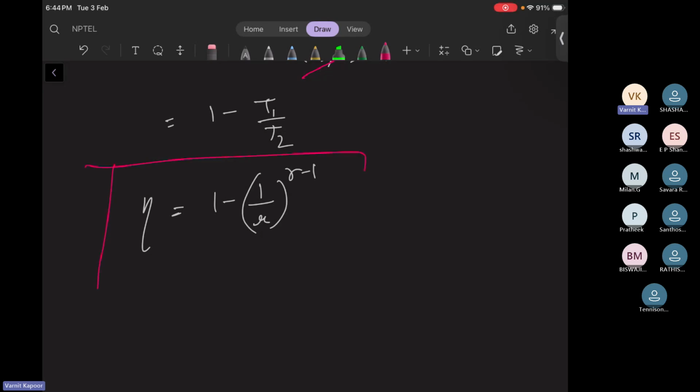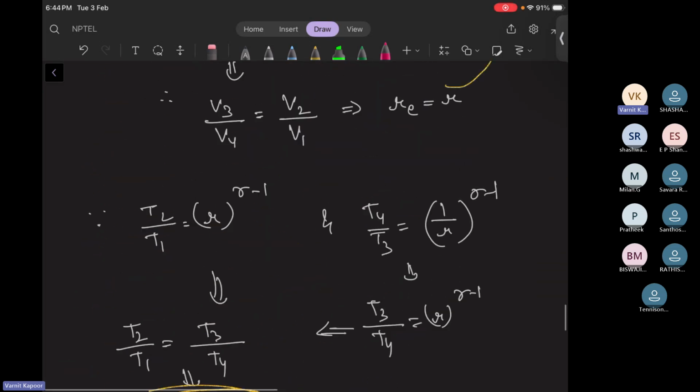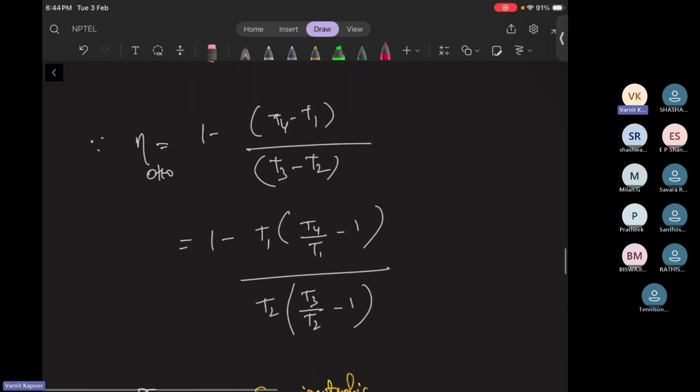Very important. Otto or air standard efficiency. Air standard efficiency. Very important formula. Any doubts in any of the steps? Please ask me. Although I've written it very clearly, each and every step.